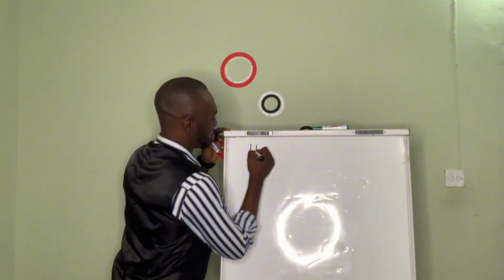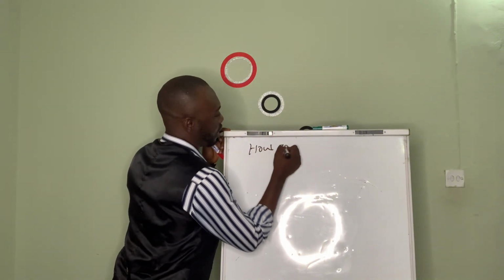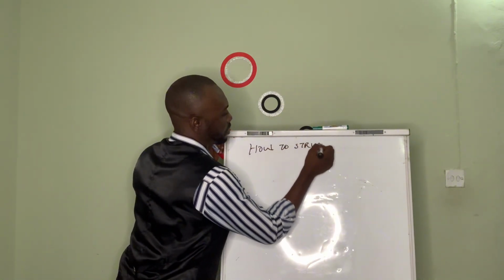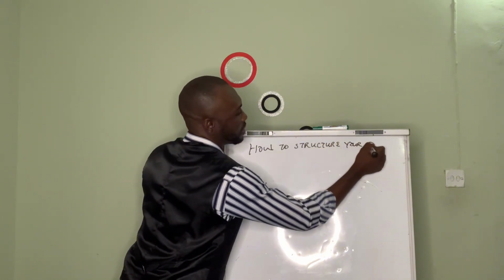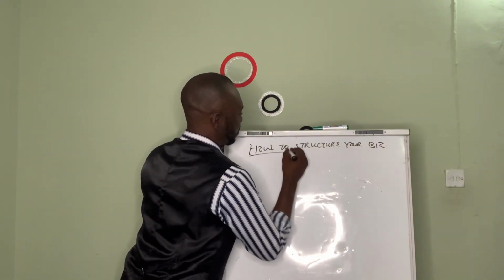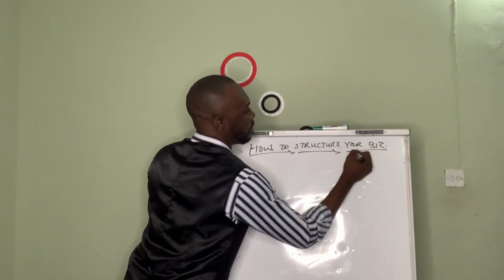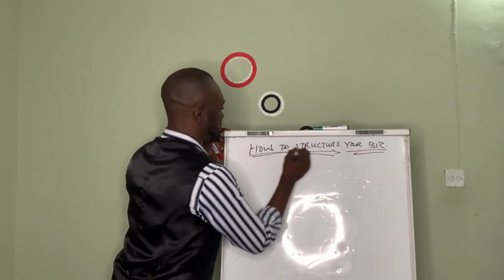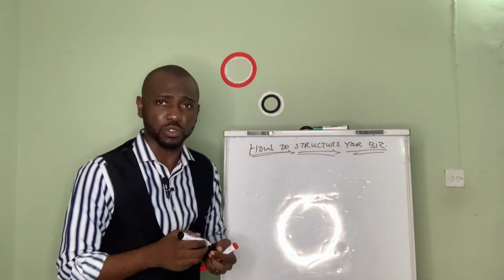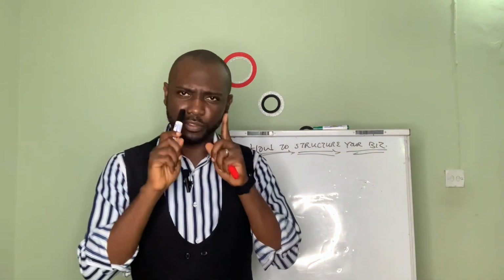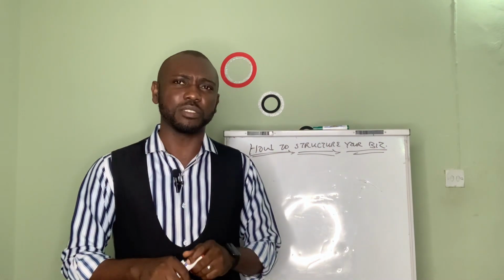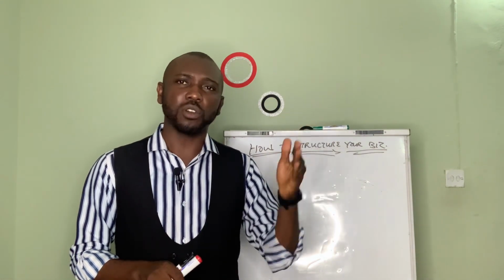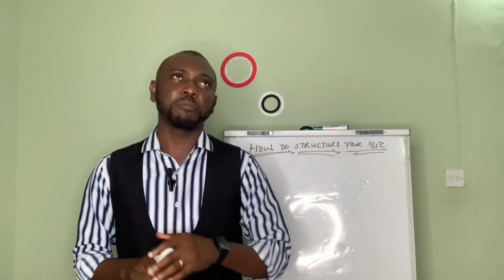So we're going to start with how to structure your business. Basically, how do you structure your business? The first way, the very easiest one, is using your core business activity.